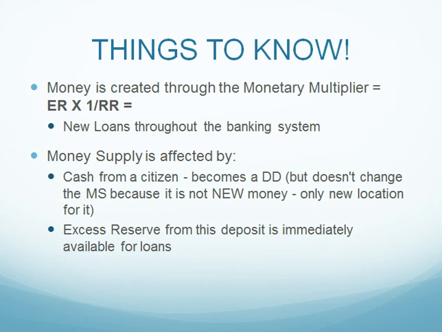The money supply is affected by cash from a citizen. Like if I got $100 and I put it in my bank, that becomes a demand deposit, but it doesn't change the money supply because it's not new money. I got the $100 from somewhere else, and I'm only changing the location when I put it in my bank. Excess reserves from that deposit of $100 would be $90 if the reserve ratio is set at 10%, and that $90 in excess reserves is immediately available for loans. That additional loan would be where the money is created, not from me changing the location of the cash.